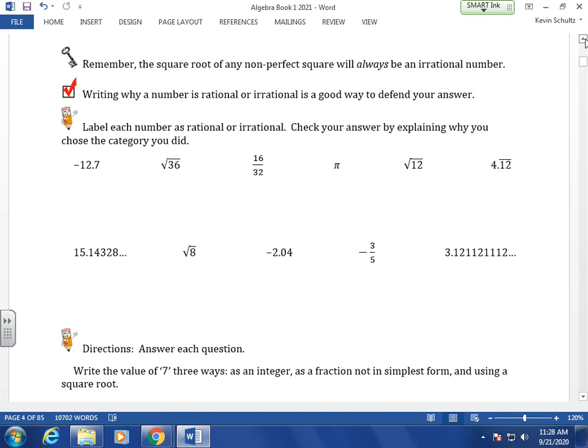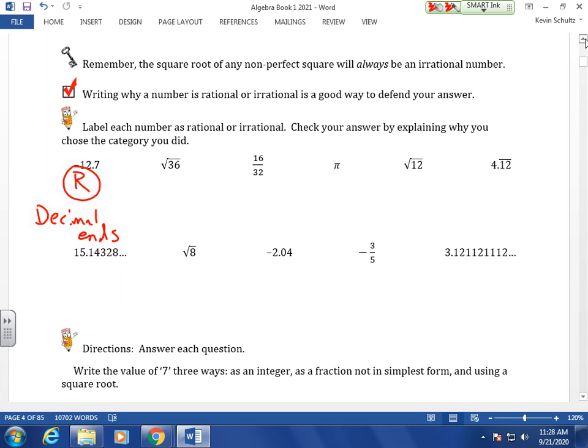Why is negative 12.7 rational? If you just want to put an R there, that's fine. But why is negative 12.7 rational? What about that value makes it rational? Okay, so the decimal ends. That's all you need to put there.